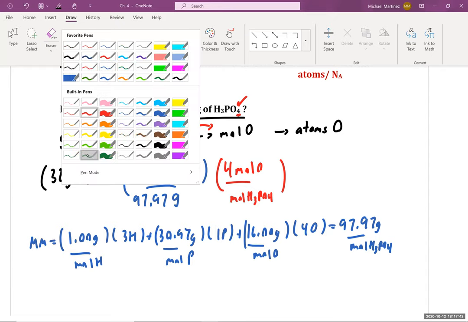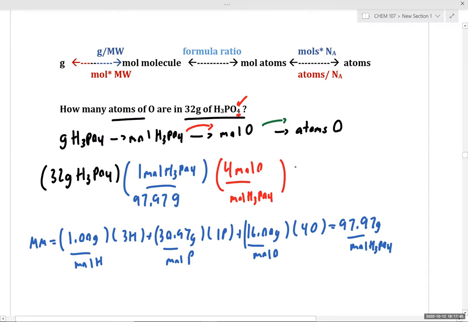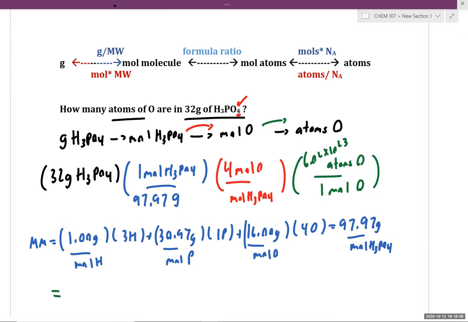Wonderful. Next, we're asked to go from the moles of oxygen to the atoms of oxygen. And how many atoms are in a mole? Just in general, how many atoms are in a mole? What number do we use? Avogadro. Yep, exactly right. There are 6.02 times 10 to the 23rd atoms of oxygen per mole of oxygen.